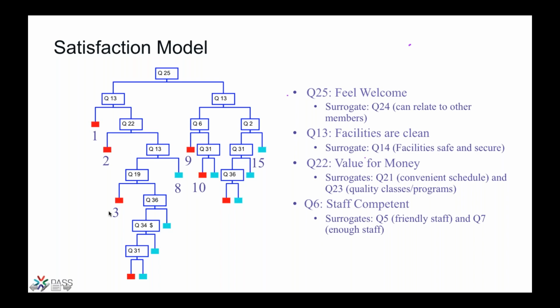The terminal nodes here are numbers, and you can think of them as buckets. Buckets that the rules describe in the data in a way that if you match the rule, you'll fall into the bucket. So if question 25 equals 1 and question 13 equals 1, the top drawer, which is facilities are clean, and question 2 equals 1, then you'll fall into this bucket down here at the bottom right. Question 13, I should say, is facilities are clean. Question 22 is value for the money. So one of the things that came out of this is if you don't feel welcome and the facilities aren't clean, you are not likely to be satisfied with the Y.